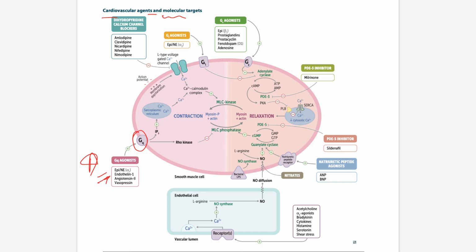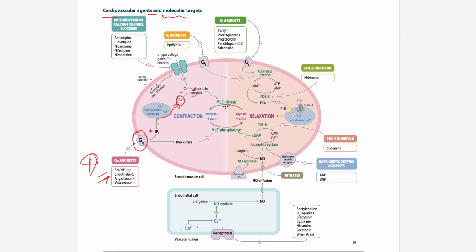When these drugs bind to the Gq, it causes an increase in IP3, or stimulation of the IP3 pathway, and that stimulates the release of calcium from the sarcoplasmic reticulum, and that calcium goes out. That calcium causes what? It binds to the calcium calmodulin complex. So it binds to that, and that causes stimulation of MLC kinase, which is myosin light chain kinase.